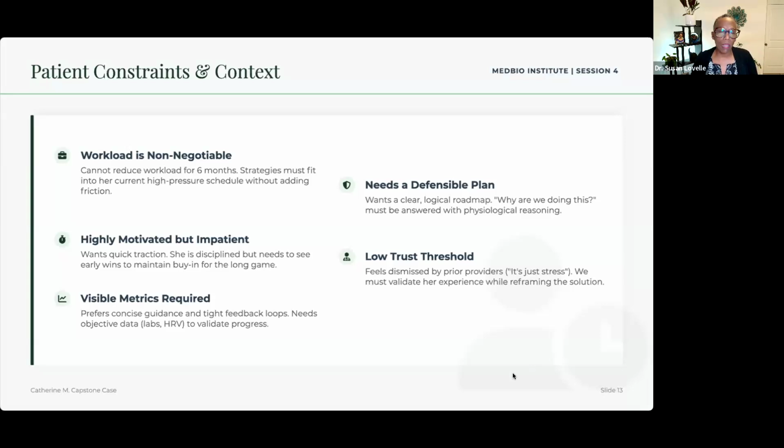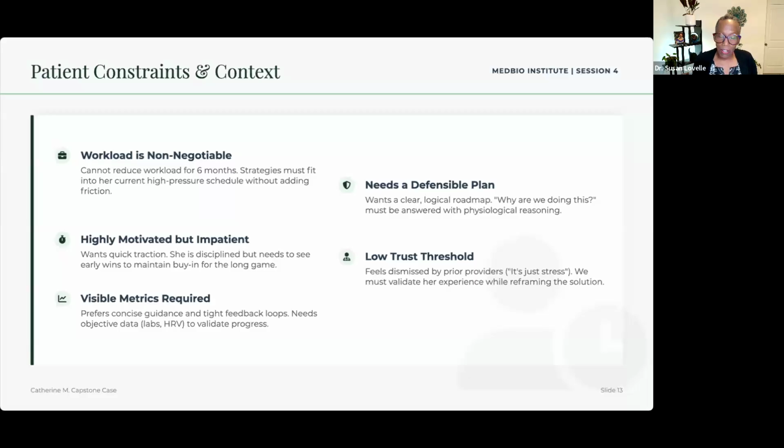So you need to be able to understand what she can do that will give her the best results with, let's be honest, the least amount of input on her part. She is very, very, very motivated because she's exhausted, she's tired. She has this important thing coming up. She wants to make sure that she's got the results, but she's impatient. Like I said, she wants it done yesterday.